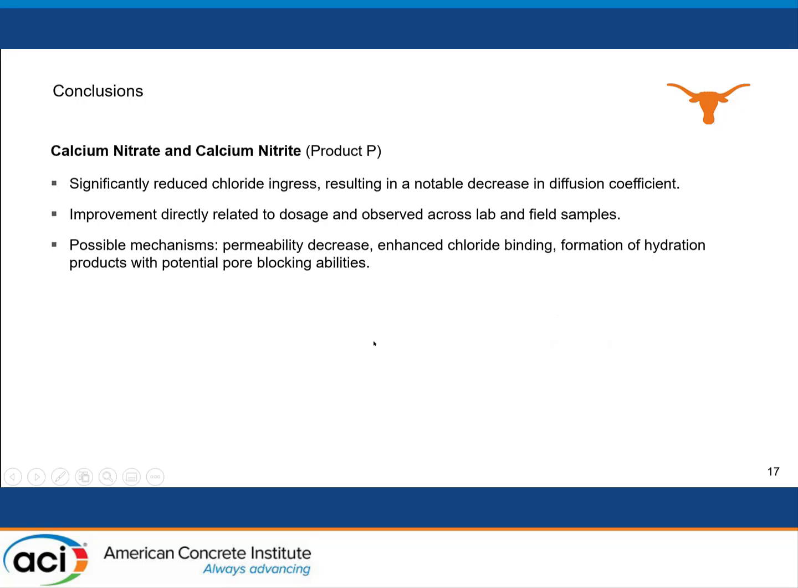So in conclusion, we have the calcium nitrate product, product P, with very interesting results because this product is not advertised as a corrosion inhibitor, it's advertised as an accelerator. However, we see that it significantly reduced chloride ingress, and that resulted in a very notable decrease in your diffusion coefficient. The improvement was directly related to the dosage and observed across lab and field samples, and this is like a unicorn for any researcher, for your results to match dosage and be observed in multiple sample environments.